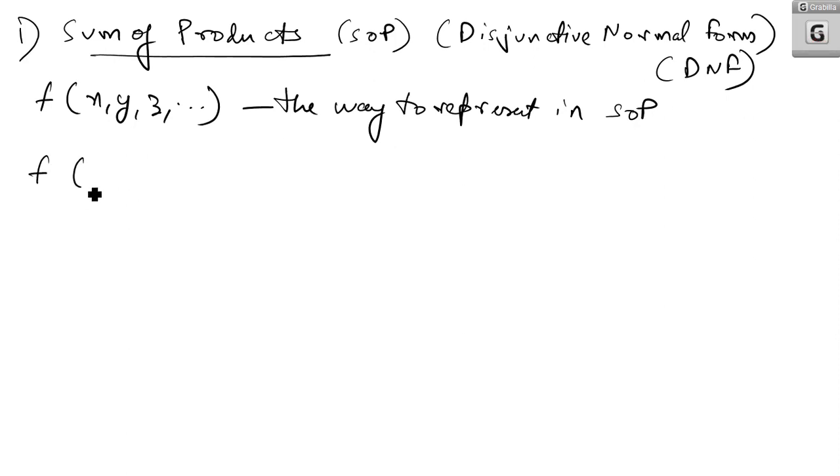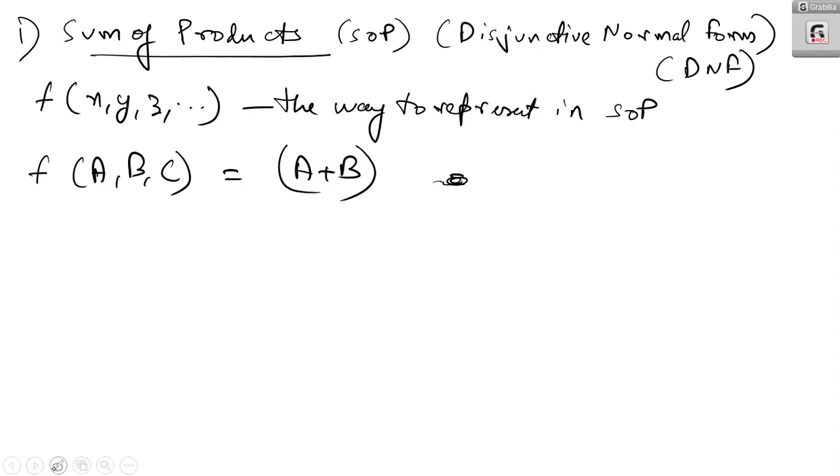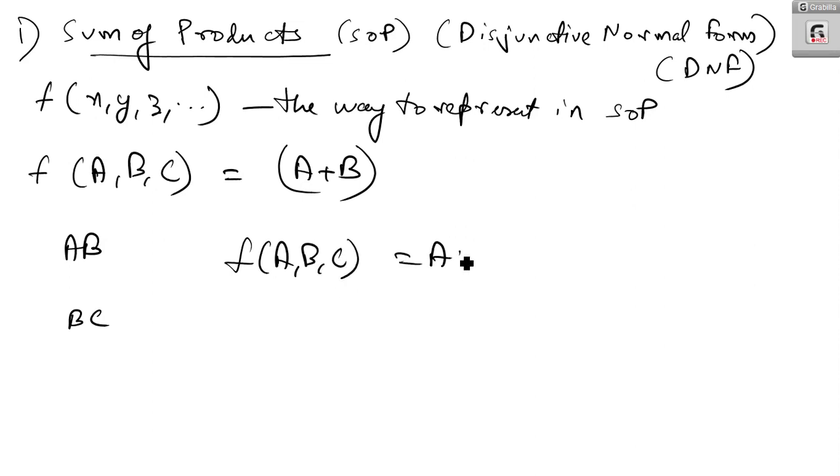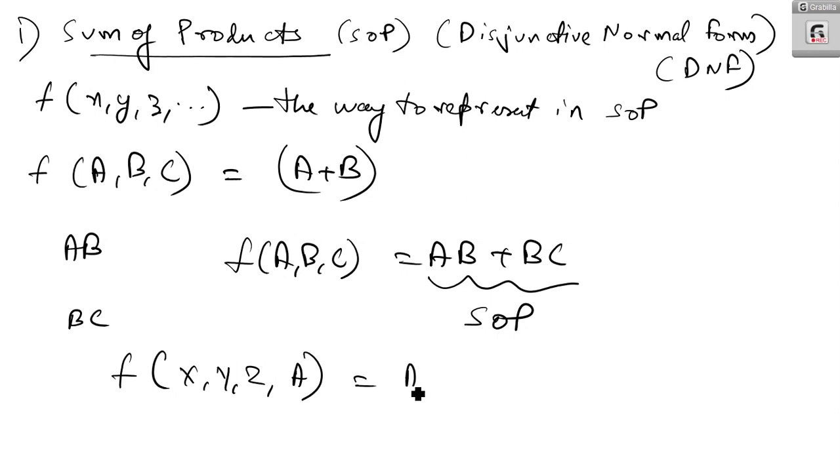For example, if I am having f of a, b, c, I can represent as a or b. That is sum. This is also SOP form. Or, if another example is AB is a product, and BC is another product, I can write f of ABC as AB or BC. This is basically sum of products form. Okay. So hope you have understood. Another example is if it is f of x, y, z, a. You can write it as AXY plus BZX plus B bar YZ plus A bar XY. Okay, this is also in the form of sum of products form.